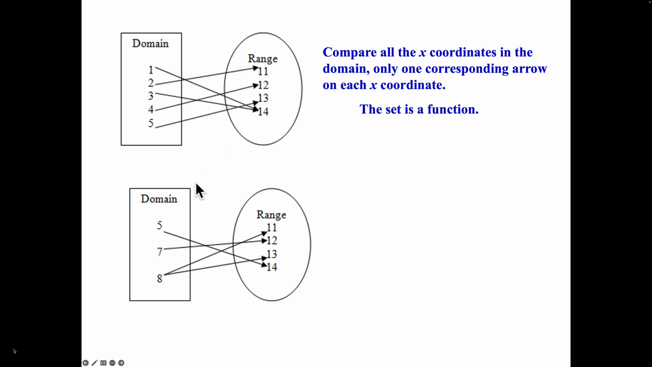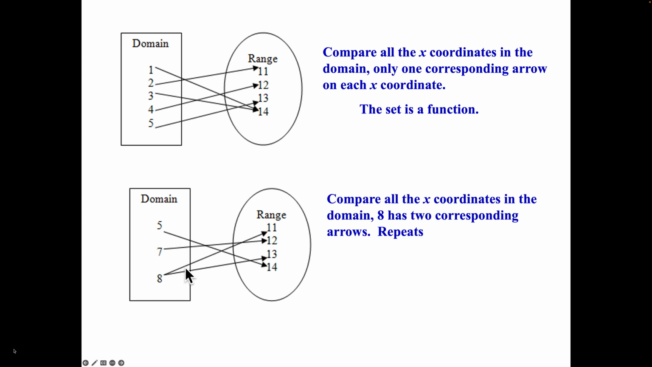All right, down here, looking at this domain, looking at this range, the first dead giveaway that you notice is that the 8 has 2 arrows coming out of it. Therefore, that is not going to be a function. It's going to stay a relation.